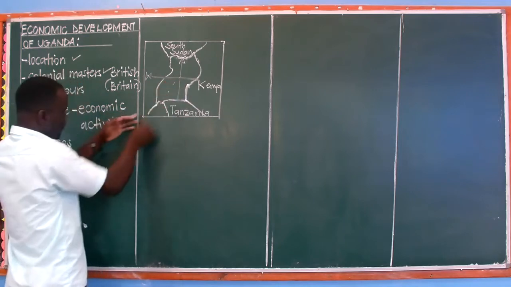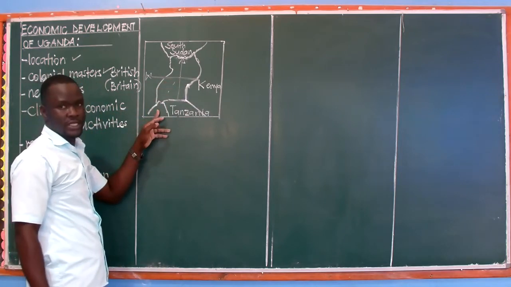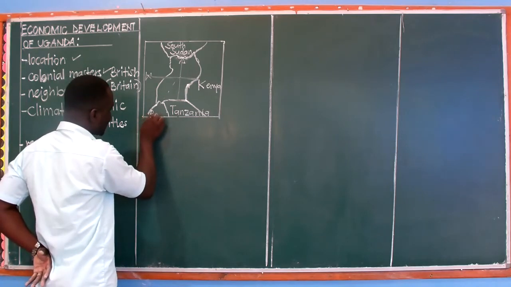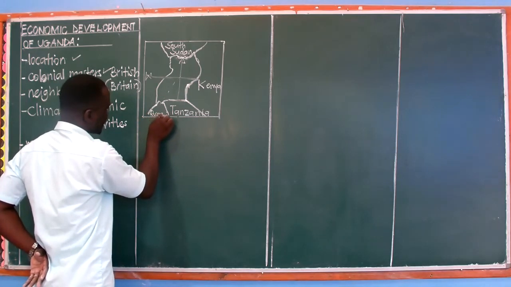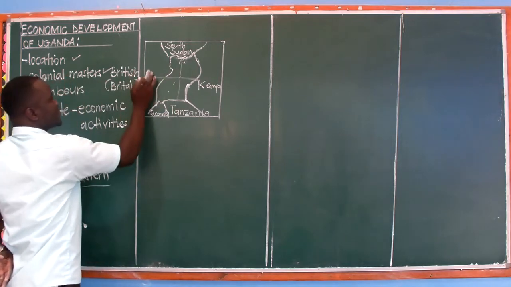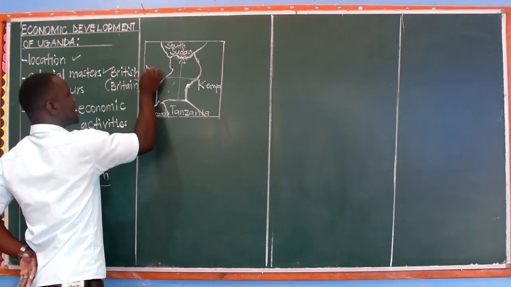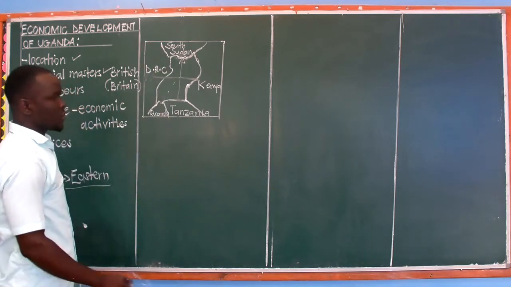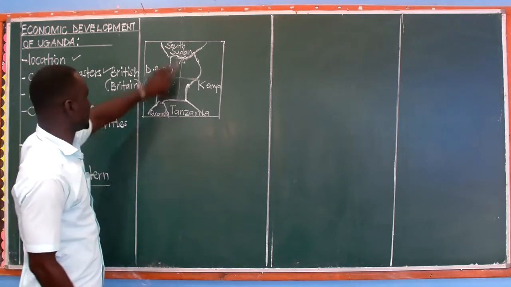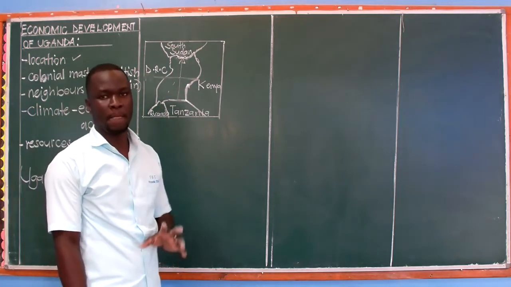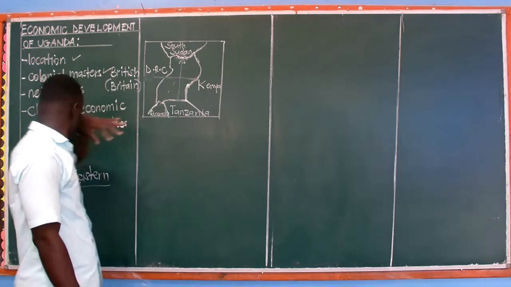is what we call southwestern direction. This is where we are going to have the country called Rwanda. To the west, we have Democratic Republic of Congo. So how many countries are bordering Uganda? 1, 2, 3, 4, 5. 5 countries border Uganda. That one is done.